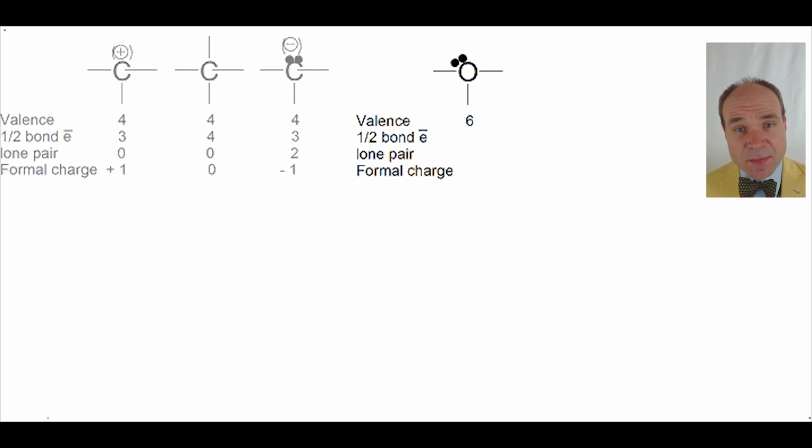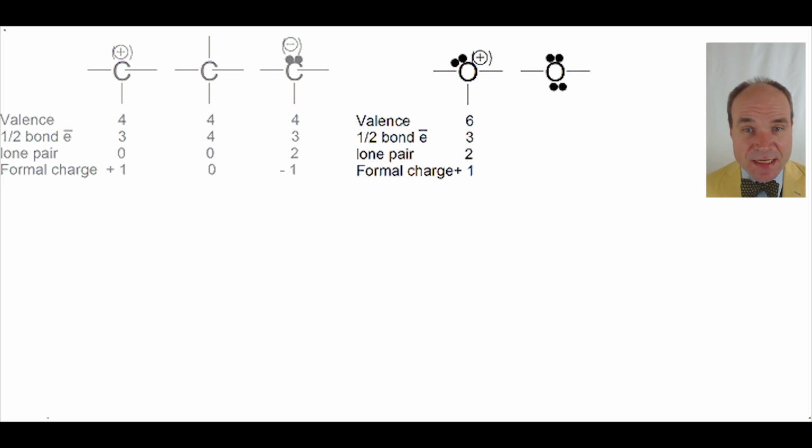In this first example, if you count up the number of bonds, you'll see there are 3 bonds. 3 bonds, there must be 6 electrons involved in those bonds. Therefore, half the number of bonded electrons is 3. Looking at the lone pairs, you'll see there is 1 lone pair, and there are 2 electrons in that lone pair. So overall, we have the calculation of 6 minus 3 minus 2, which gives us 1 plus. So this oxygen has a formal charge of 1 plus.